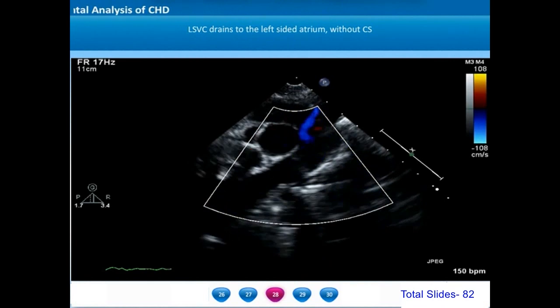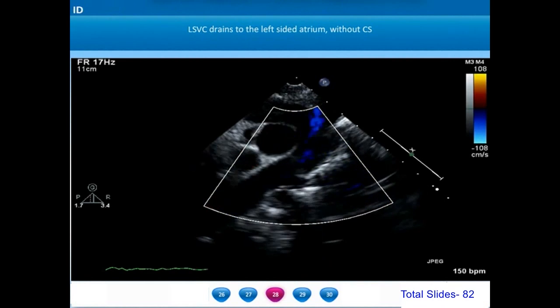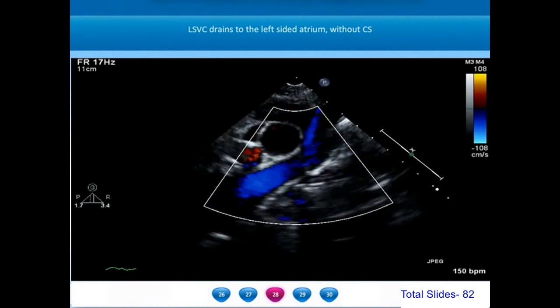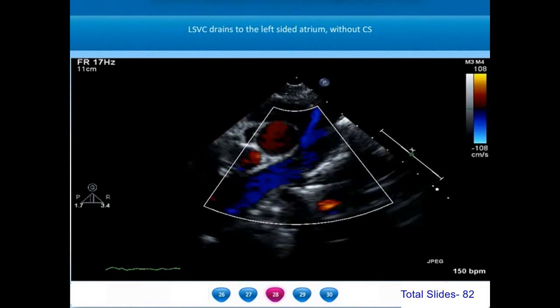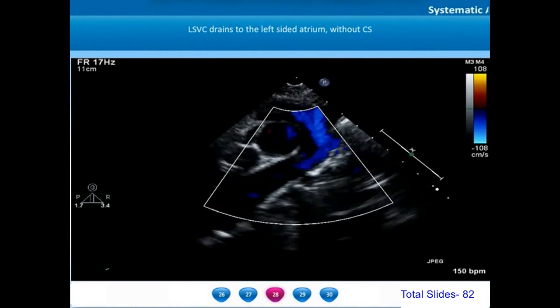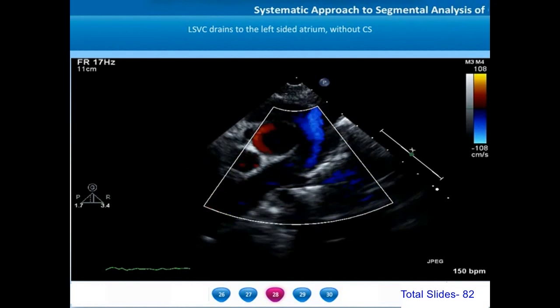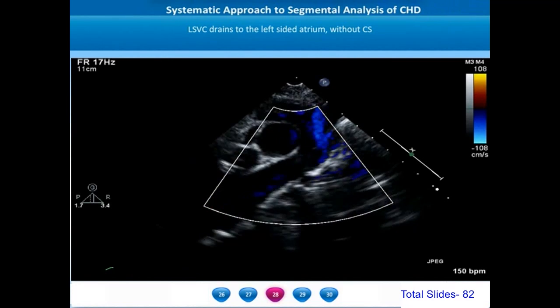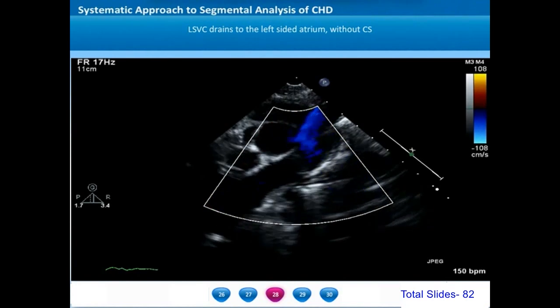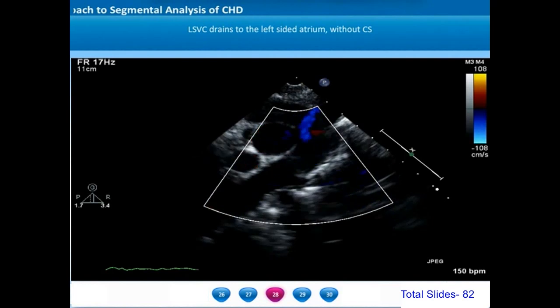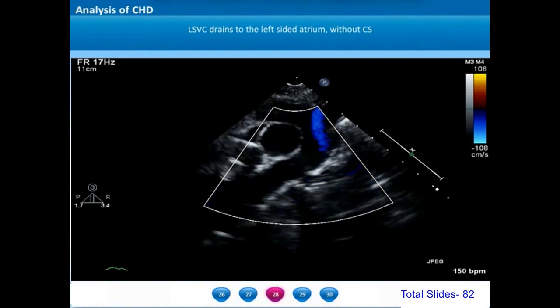Right isomerism is characterized by absence of coronary sinus. We can appreciate a large left superior vena cava draining directly onto the roof of the morphological left-sided atria. This is commonly seen in patients with asplenia syndrome.